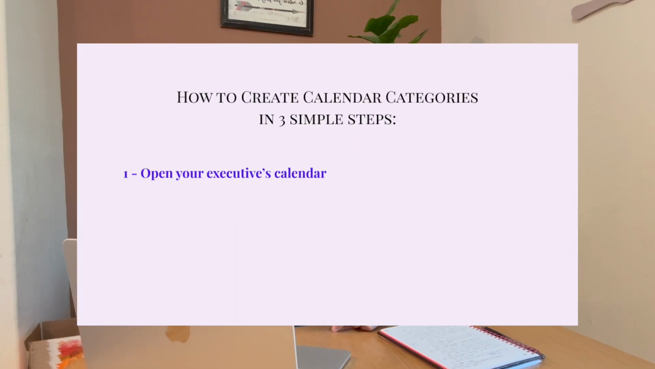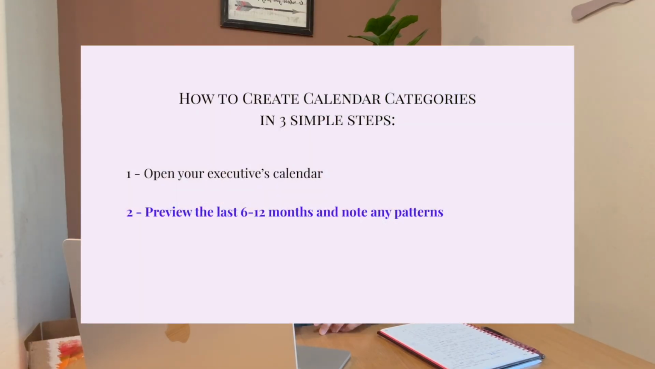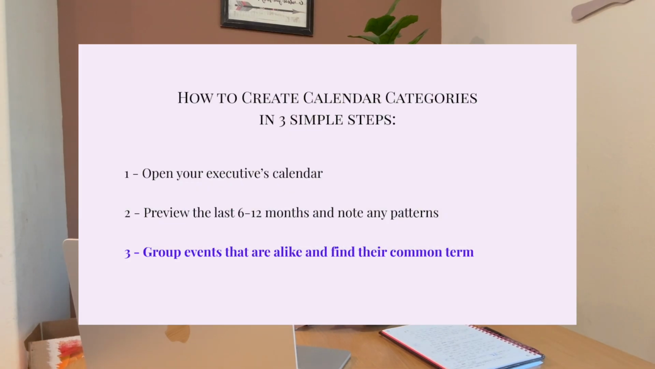1. Open your executive's calendar. Doesn't matter if you're using Gmail or Microsoft Outlook, just open the calendar. The second step you'll take is to preview the last 6 to 12 months. This is where you'll note any patterns you see. Do they have mornings free? Do they have Friday afternoons blocked off? Do they prefer an hour break time or 30 minutes? Do they like to take meetings late in the afternoon? Write them all down. The third step is to group events that are alike.